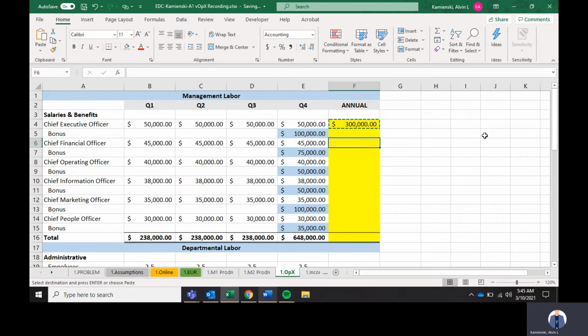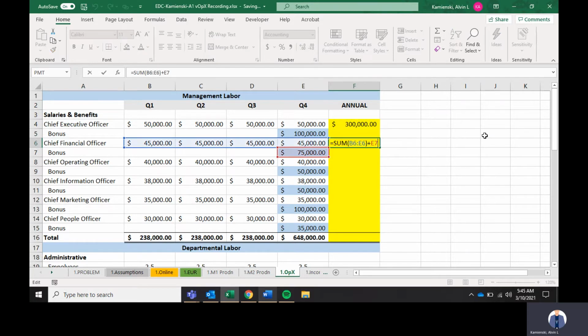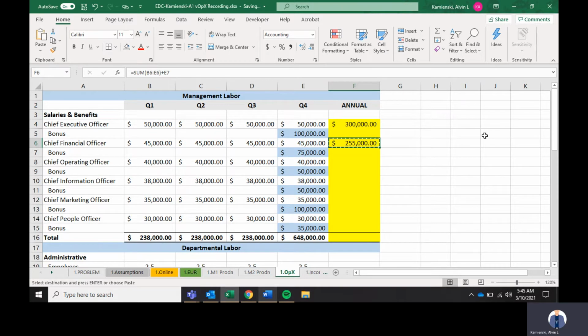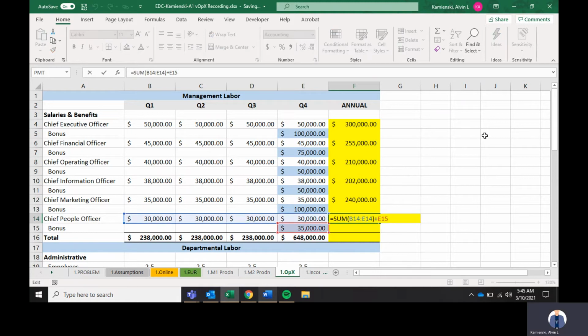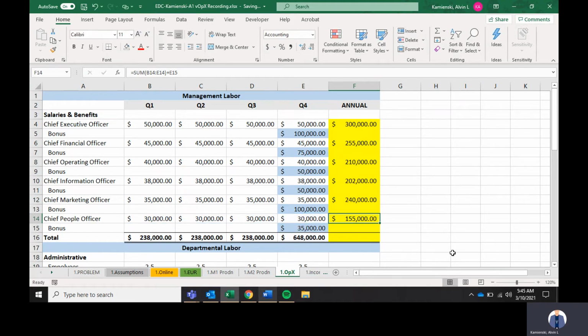Let's see then, because this spreadsheet's laid out the same, what if we did that for the CFO? $45,000 per quarter for 4 quarters, plus a projected bonus of $75,000 yields me $255,000. So if we copy and paste this correctly, and notice I'm always putting it at the line of their title. Let's see if at the end, the chief people officer makes 30 times 4, 120, plus another 35. I would expect to see 155.